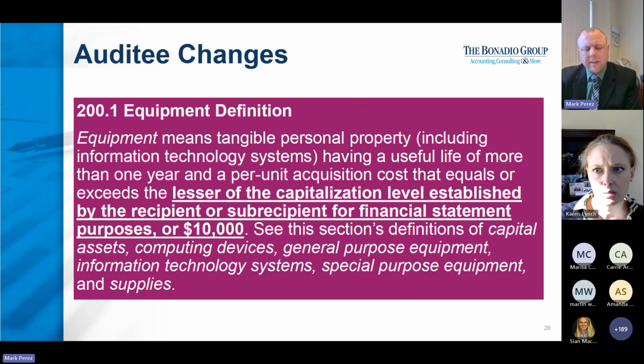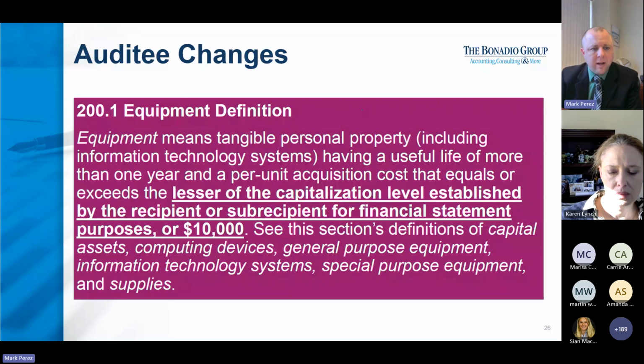This is another example where, in these changes to the uniform guidance, they're trying to ease the administrative burden of organizations. With the threshold increasing, a lot more can be simply expensed out through the income statement, and basically that's the end of its path there.